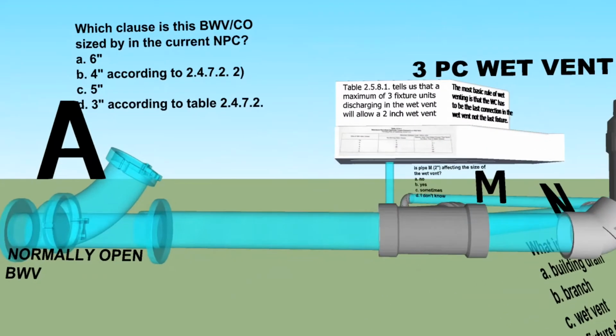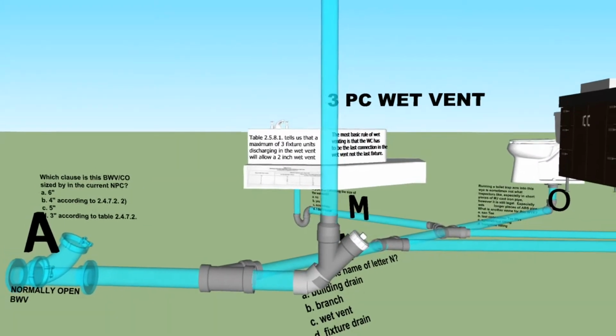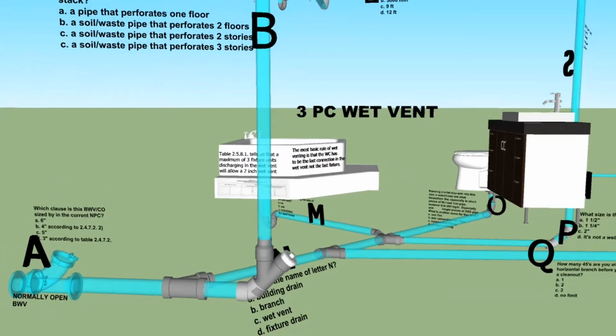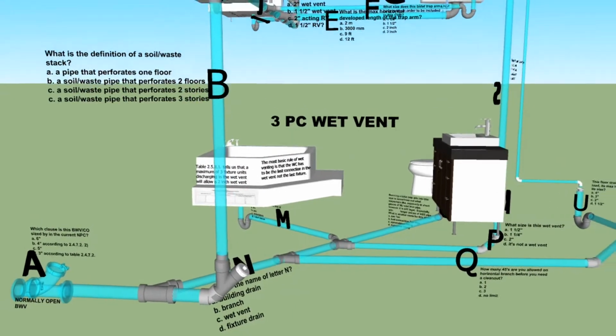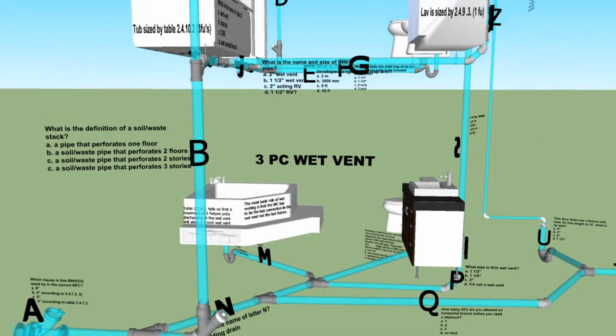Which clause is this backwater valve cleanout sized by in the current National Plumbing Code? A, B, C, or D? Question B. What is the definition of a soil or waste stack? Is it A, B, C, or D? All these answers can be found in your National Plumbing Code book.